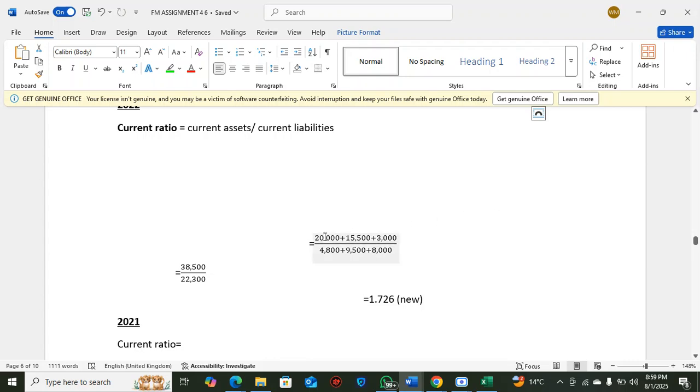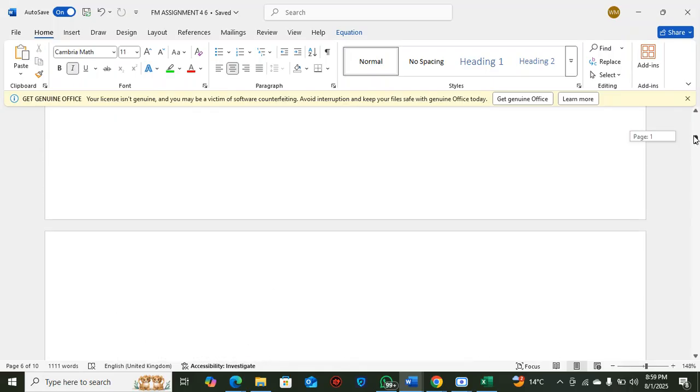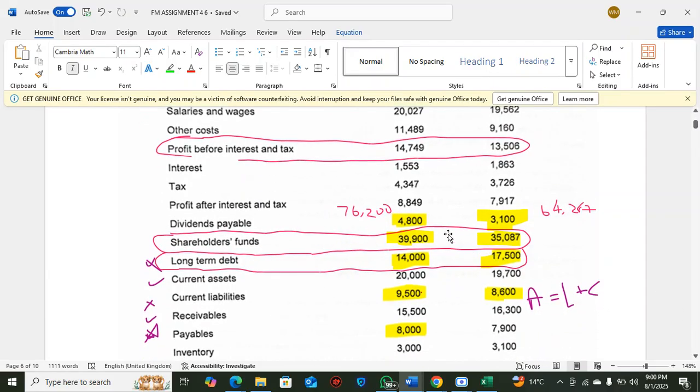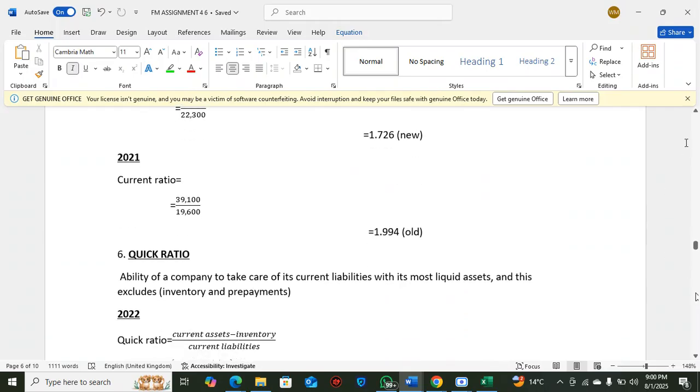Current assets on top. Then current liabilities, again, you come back here. Current liabilities, you've got dividends payable. You've got these current liabilities and you've got your payables. Payables, current liabilities, and the dividends payable form your current liabilities. So you must also remember what your current liabilities are.